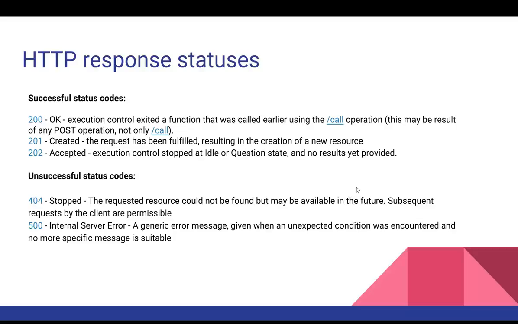You saw that we can get some HTTP response statuses. They may be successful and unsuccessful. You saw that we received 201, 202 and 200 successful status codes. And also you can receive unsuccessful status codes, for example 404 when the requested resource couldn't be found, and 500 when an unexpected condition was encountered.